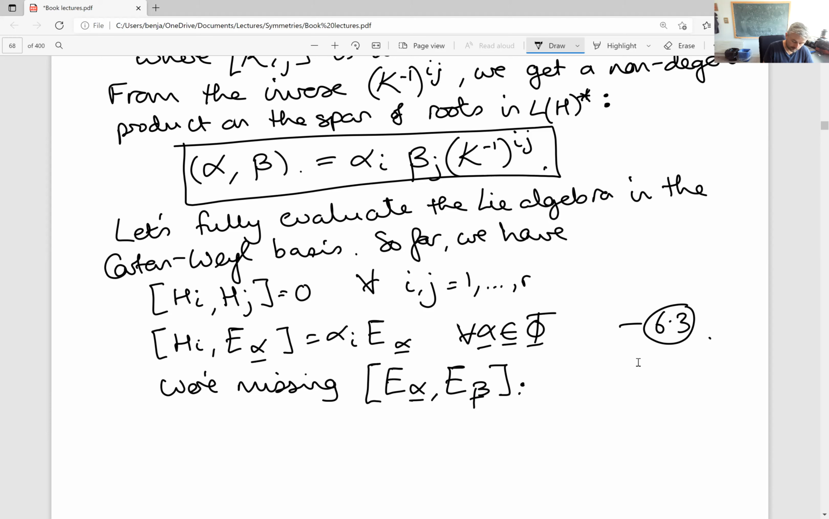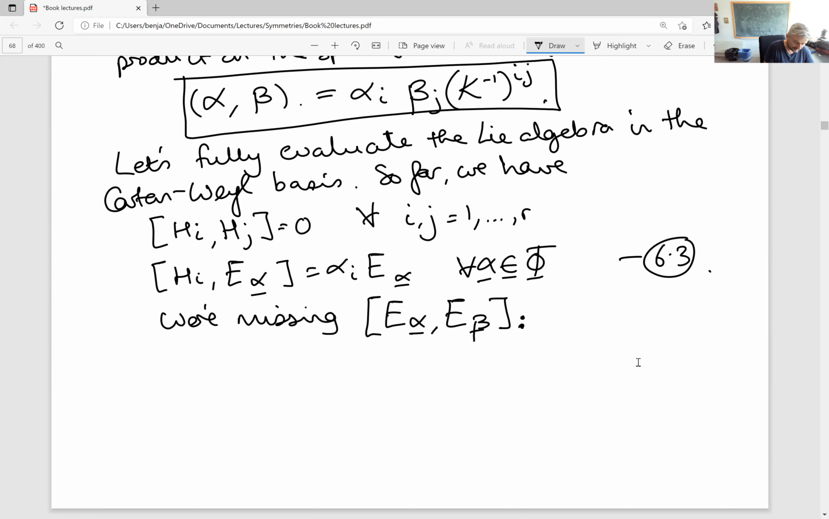So we're going to go about finding this now, and we can use 6.3 to do it. What we need to do really is find what the commutator, the Lie bracket of H_i with [E_alpha, E_beta] is. Okay, that's going to tell us what this bracket is. So we use the Jacobi identity first.